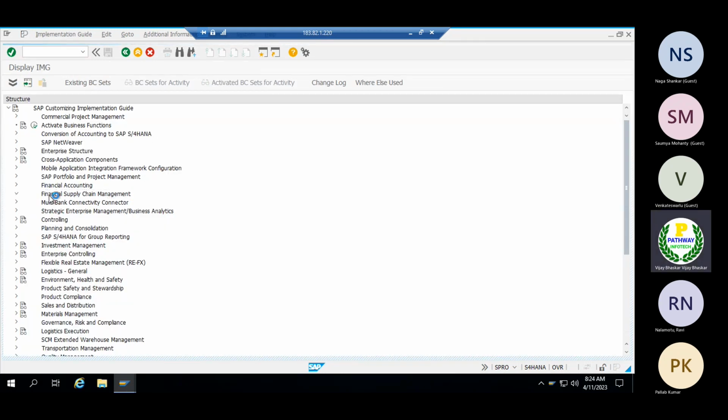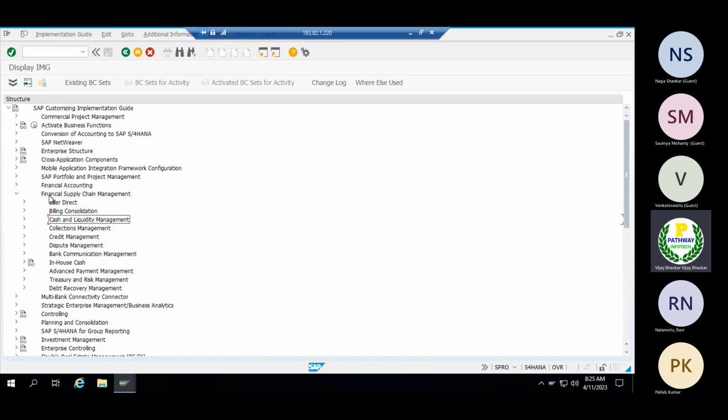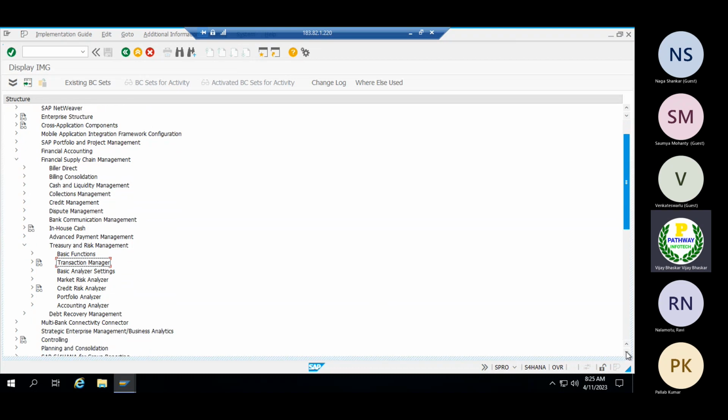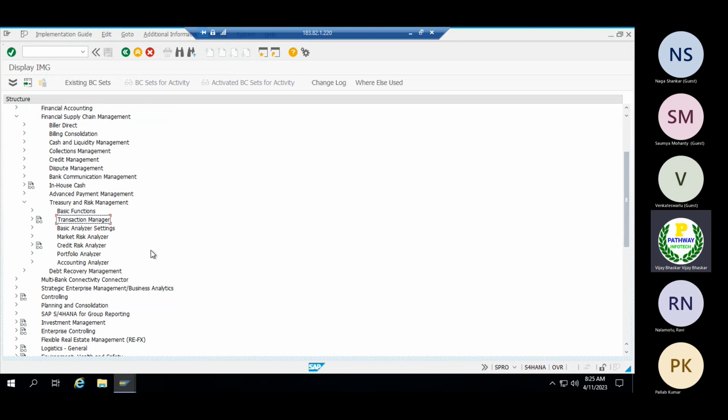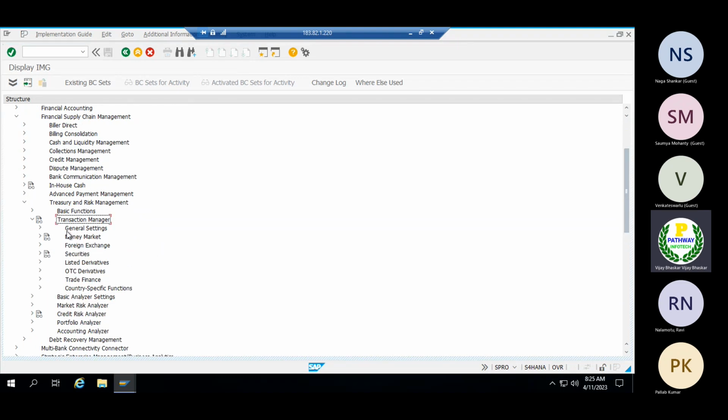Financial supply chain management. I was talking about treasury and risk management. Initially, I talked about transaction manager. Now you can see, under this transaction manager umbrella, all the treasury functionalities are available. Now I'll expand this one. Now you can see here money market, foreign exchange, securities, listed derivatives.